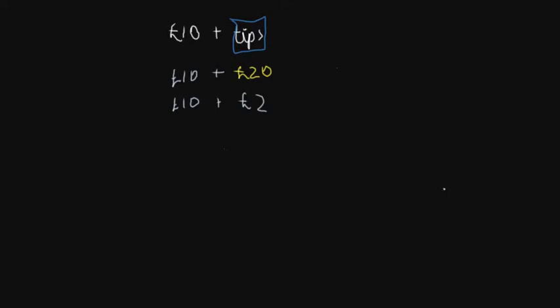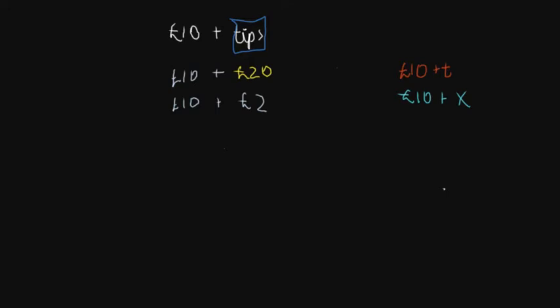In maths, we always use a shortcut. We can't keep writing 10 plus tips, 10 plus tips, and so on. So we could write it as £10 plus t. We're using the t instead of the tips. Okay? We could also just write it as maybe £10 plus x. We just use different symbols to represent the variable.